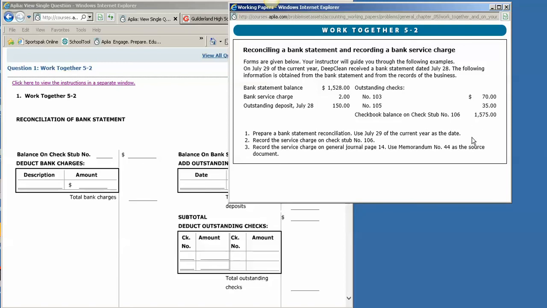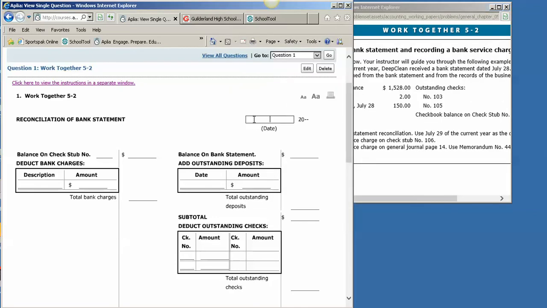You have in your checkbook a balance on your check stub number 106 of $1,575. We must do the following. Prepare a bank reconciliation dated as of July 29th of the current year, record the service charge on our check stub, and then journalize the service charge on page 14 of our general journal using memorandum 44 as the source document.